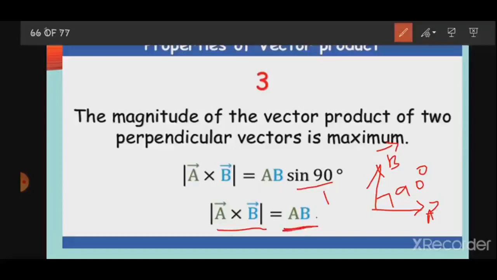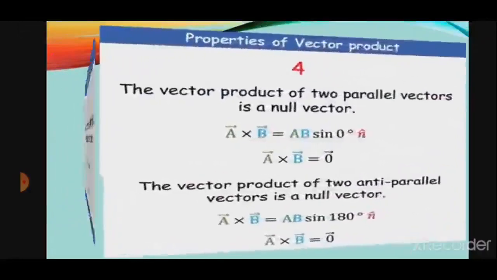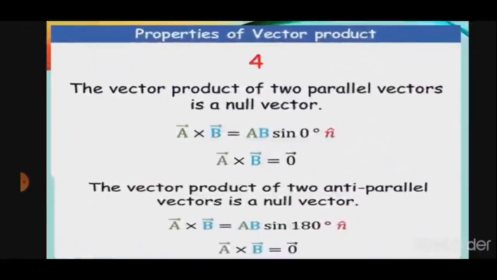Sometimes we write it with the n unit vector, the plane containing it, and that is maximum. That is a maximum vector. It is also orthogonal to each of the two vectors. Next property, the fourth one: parallel and antiparallel vectors.